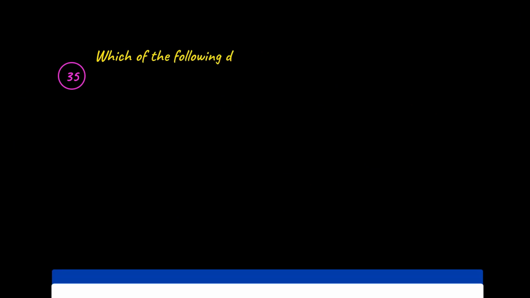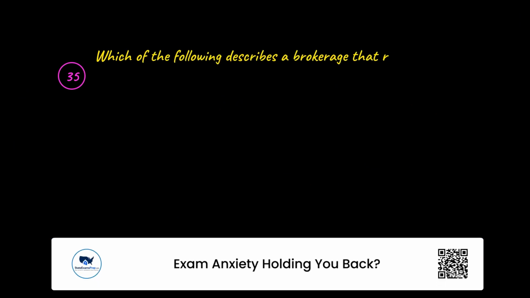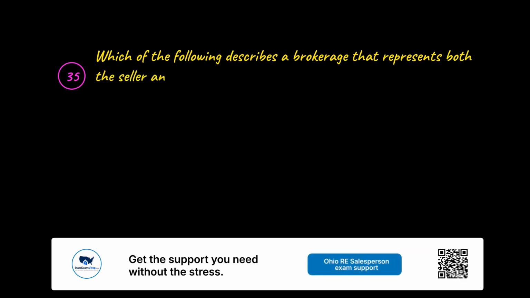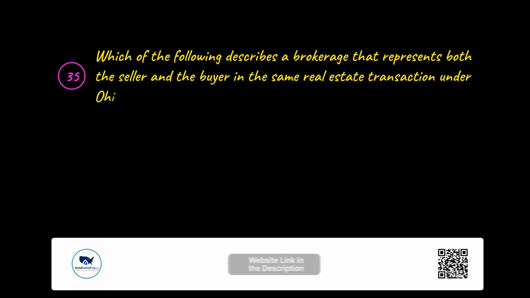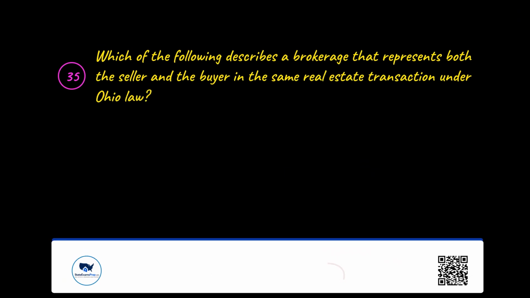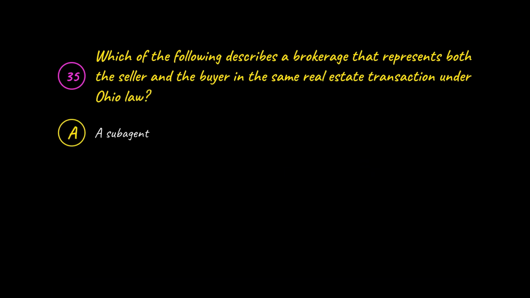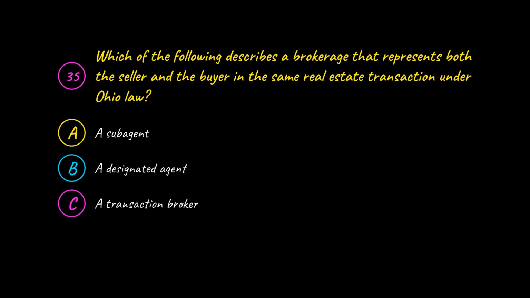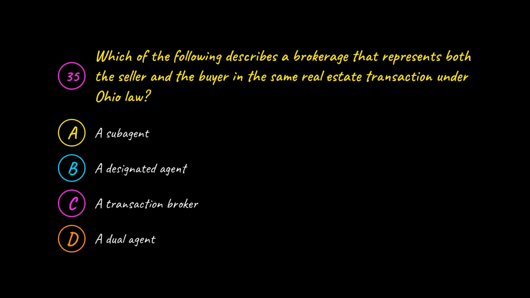Question 35. Which of the following describes a brokerage that represents both the seller and the buyer in the same real estate transaction under Ohio law? Your options are A. A sub-agent, B. A designated agent, C. A transaction broker, D. A dual agent. Before I reveal it, which one do you think is right?